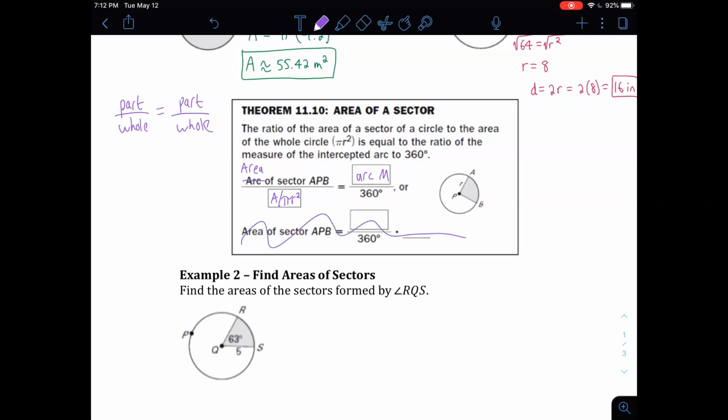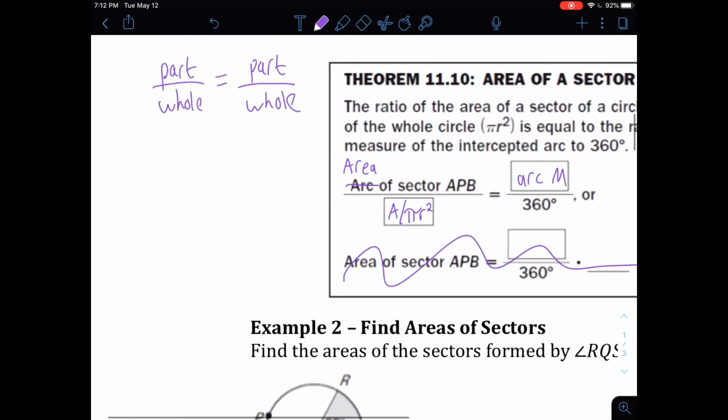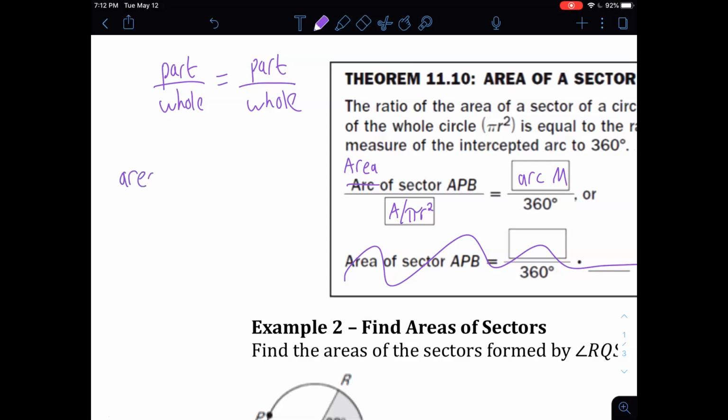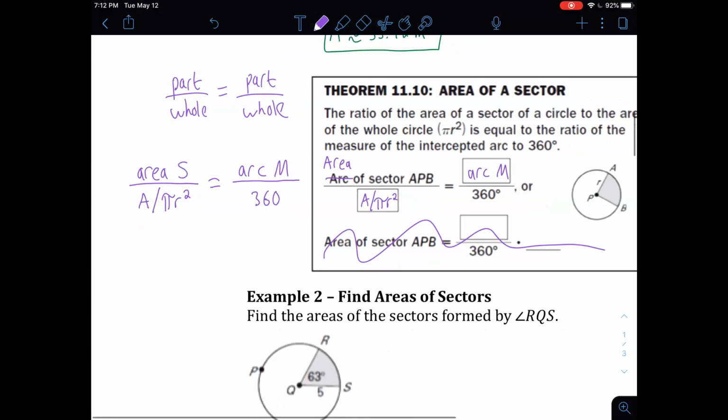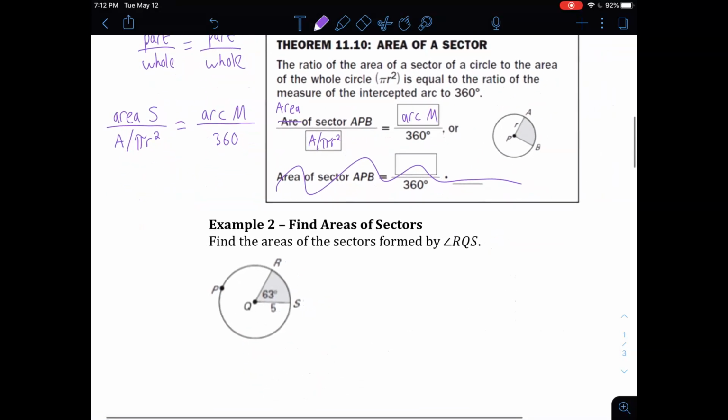We're going to get rid of that bottom one. I don't like that bottom one very much. So the formula is going to be this. The formula is going to be area of a sector over the whole area of the circle, or pi r squared, whichever one makes the most sense for the problem, equals arc measure, basically how many degrees that area of that sector covers, over 360, which is the entire, how many degrees a circle makes up. Okay? So let's go ahead and do an example.